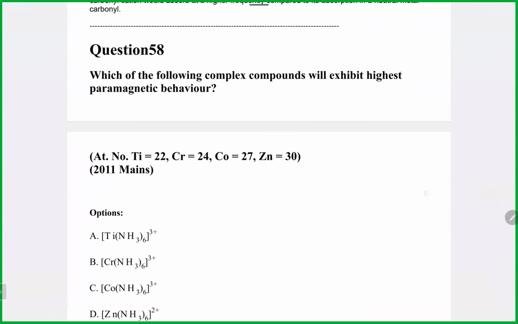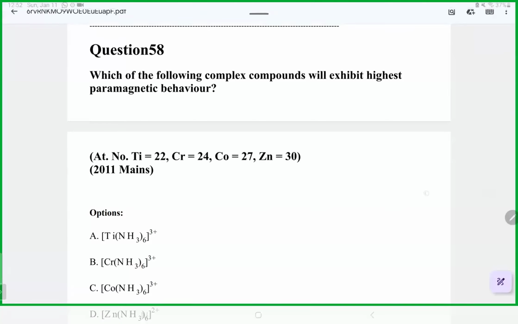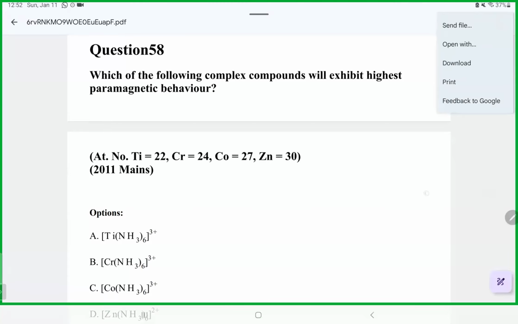Which of the following compounds exhibits the highest paramagnetic behavior? Highest paramagnetic means the most number of unpaired electrons. In that case, ammonia is the strong ligand. You know this, correct? Titanium 3 positive means 3d1. Chromium 3 positive means 3 unpaired electrons. And this is explained purely based on your crystal field theory, not valence bond theory. So this is a very good option question.